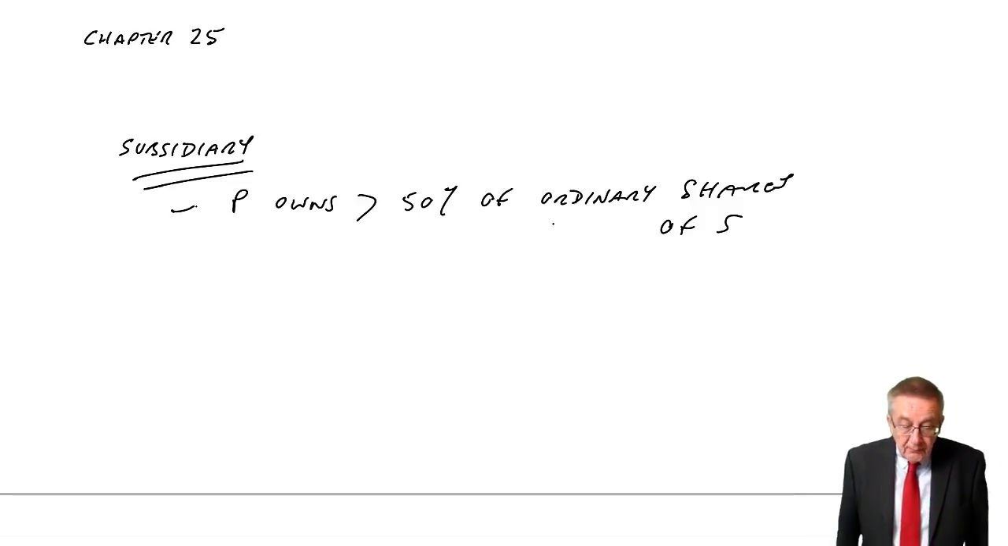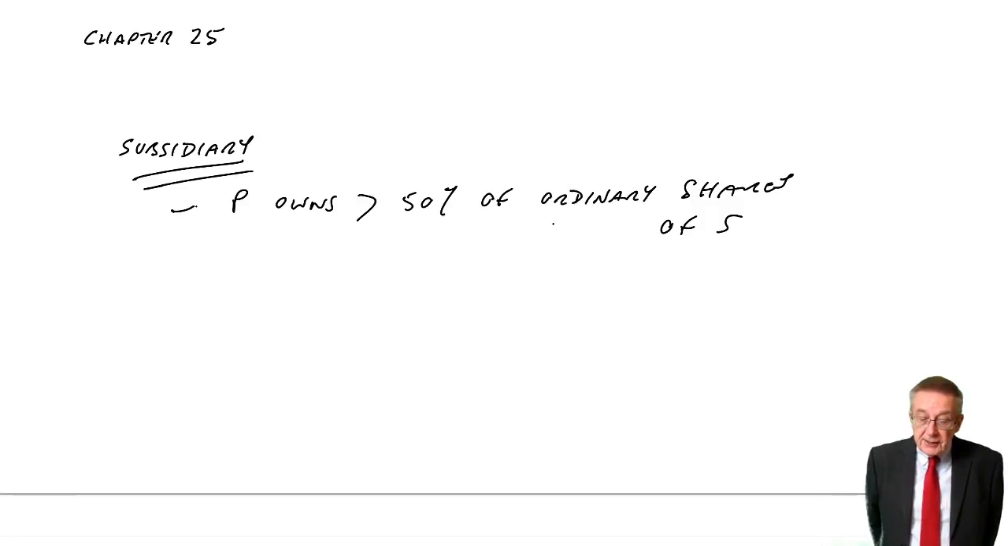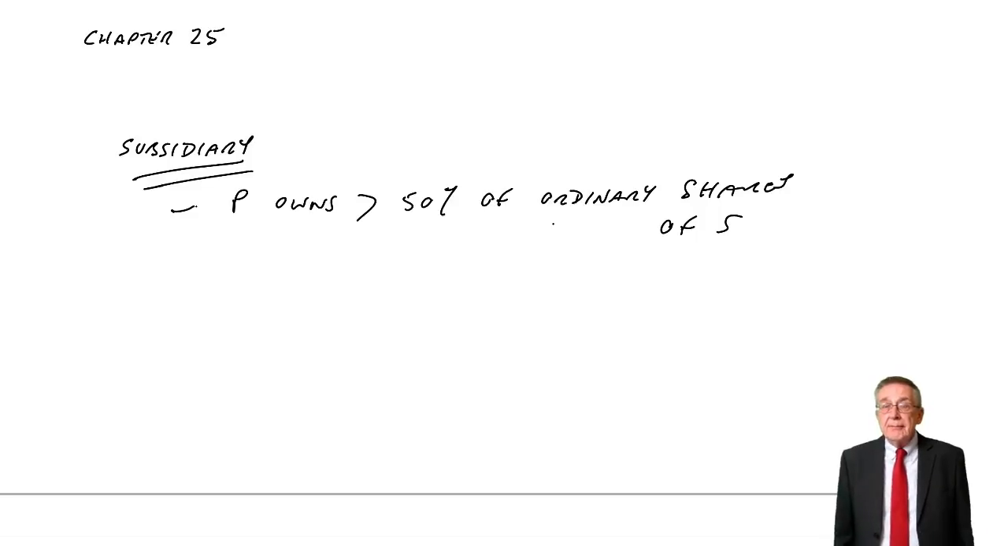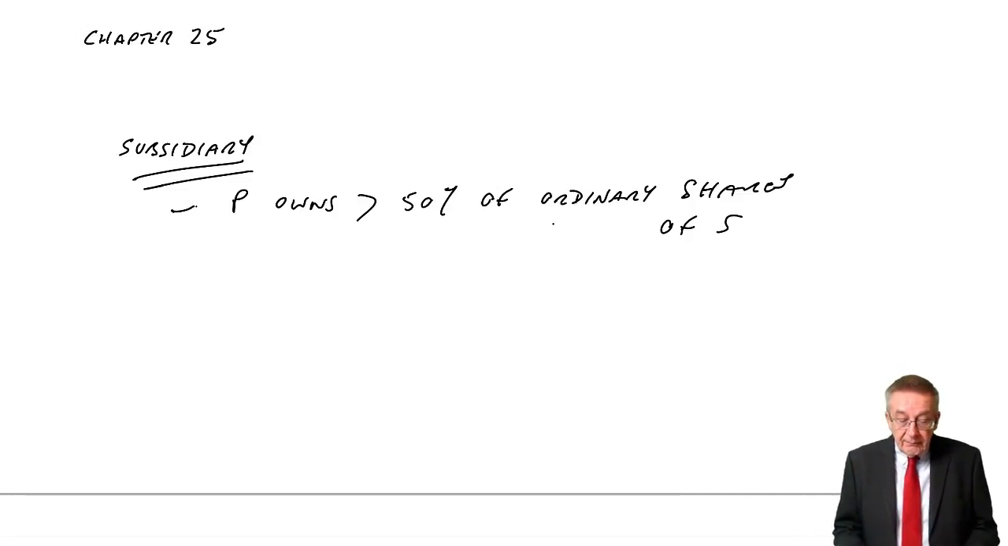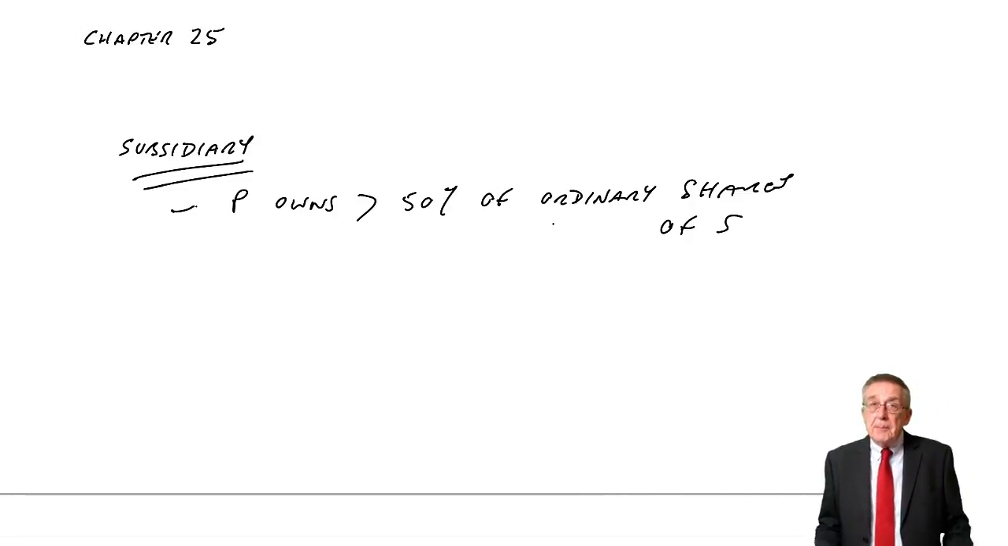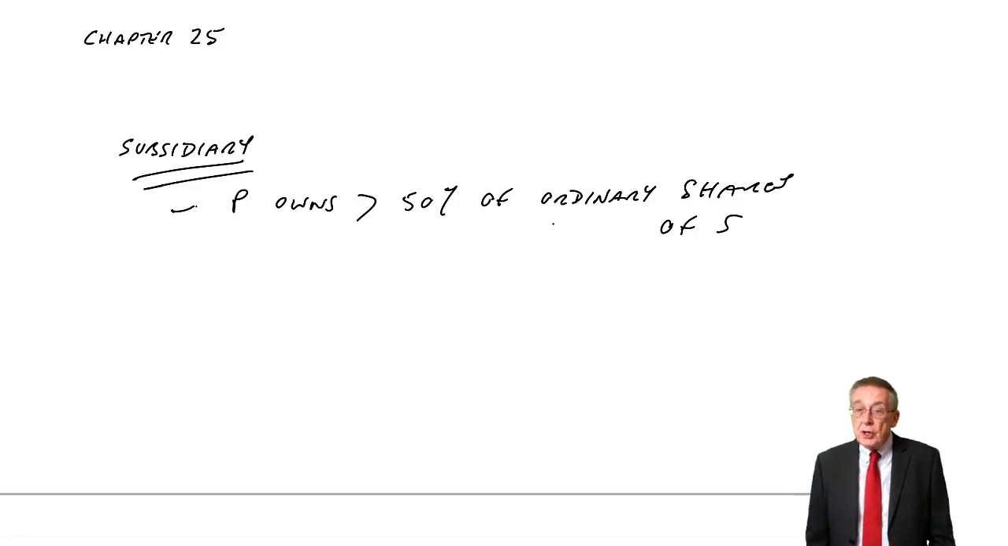The second one is power to govern the financial and operating policies of the entity under statute, law, or agreement. If for some reason, whatever the reason, P has the power to dictate what the company does, even though they don't own more than half the shares, then again P would have control, and we'd have to prepare consolidated accounts.